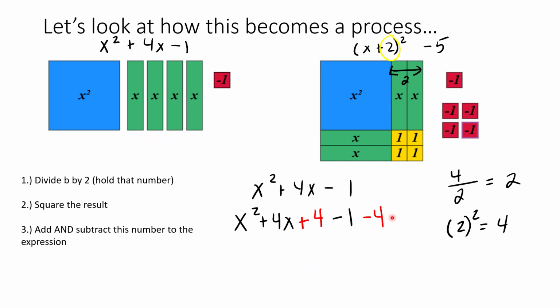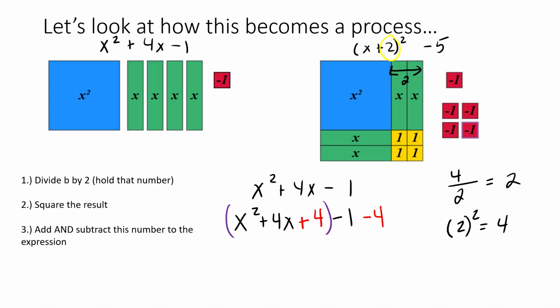So this is what it looks like algebraically. This is what it looks like with the tiles. Add 4, subtract 4. Now here's where it gets cool. If I look at this piece right here, in the past, when I have taught this to my students, I've said, well, now you need to factor that, and nobody's happy to hear that.